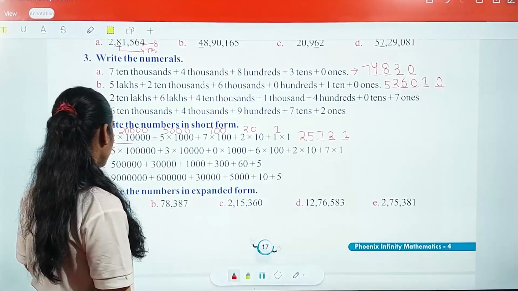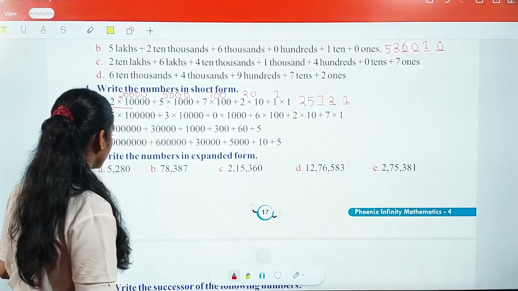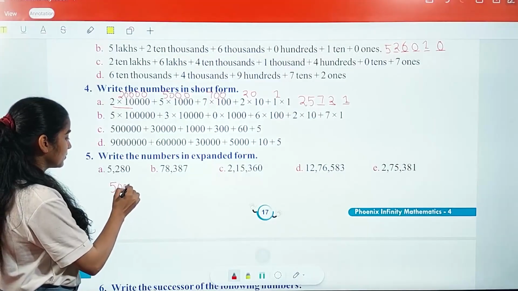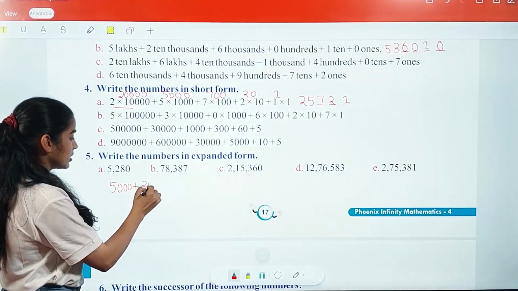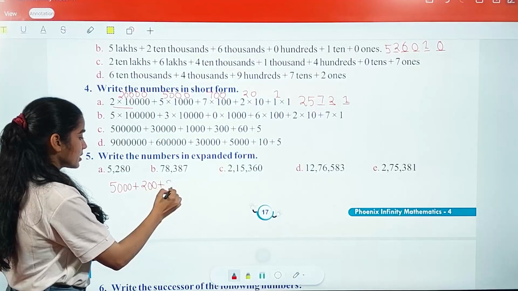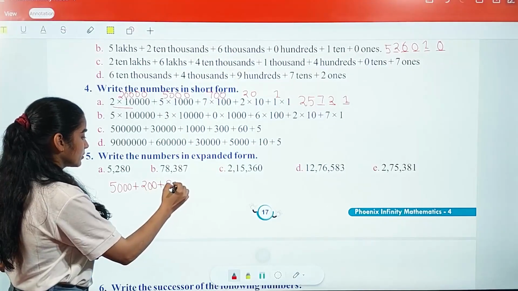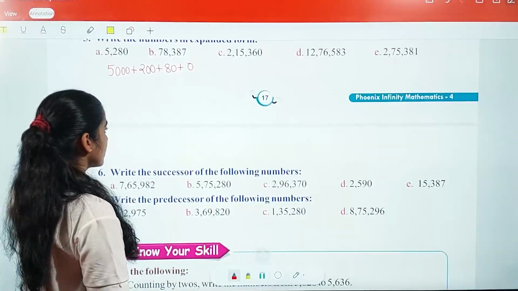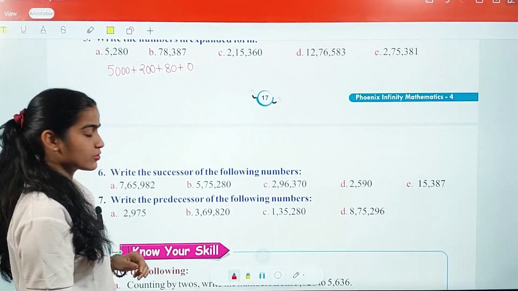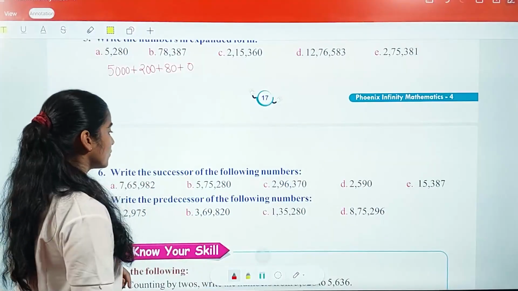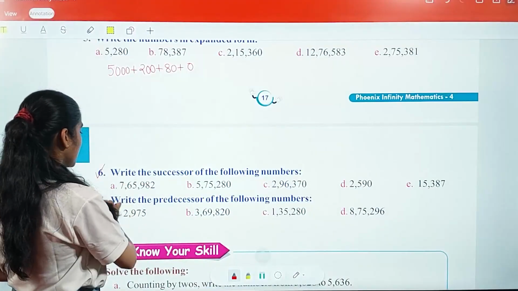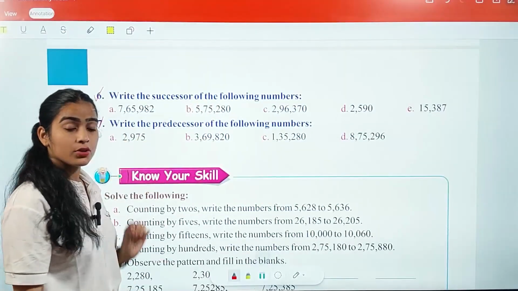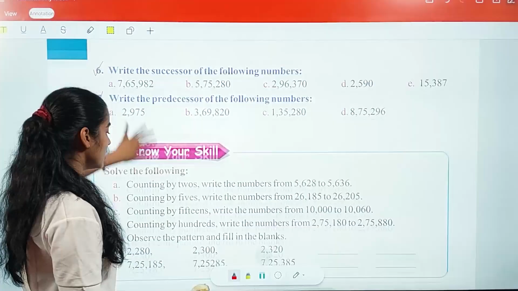Give a try. Okay. Write the numbers in expanded form. So how can we write in expanded form? 5,000 plus 200 plus 8 plus 0. Okay. Next, do it yourself, the rest of the 3 parts you have. Write the successor of the following numbers. You can do this very easily, and the predecessor is also easy. So this is very easy. You can do it yourself, and I already explained this in your above section.